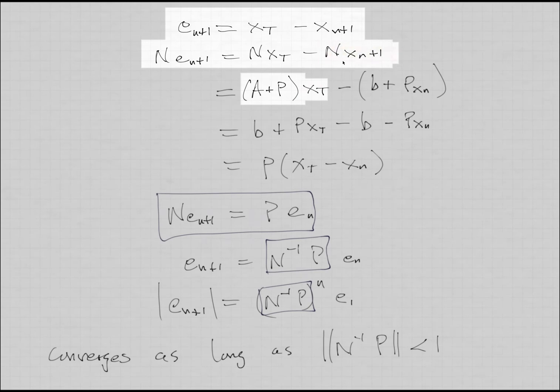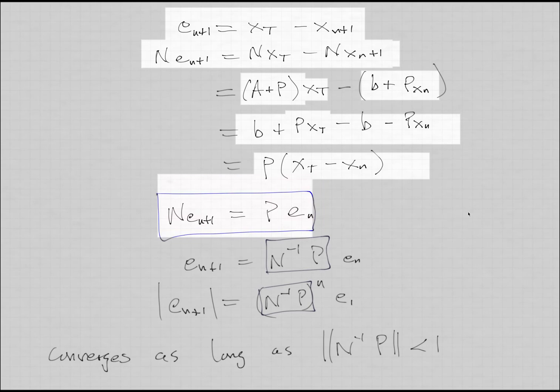And also we know from the relationship on the previous slide that N times x_{n+1} is always equal to b plus P times x_n, P times the previous approximation. Now, if I expand this, A times xt is of course exactly equal to b. The original matrix A times the true solution gives us b. And then we have this term P times xt minus b and minus P times x_n, and the b's cancel. If we factor out P, we end up with P times xt minus x_n, and of course xt minus x_n is exactly e_n. So we end up with this relationship: N times e_{n+1} is equal to P times e_n.